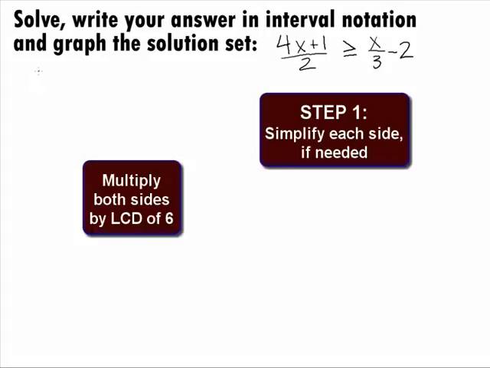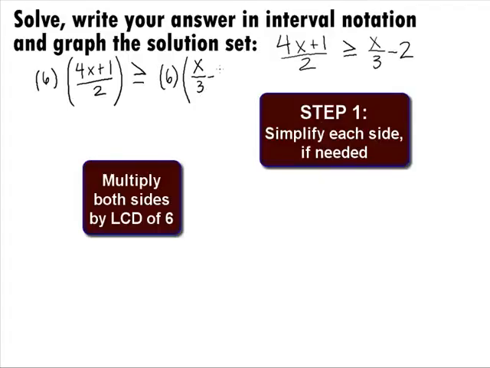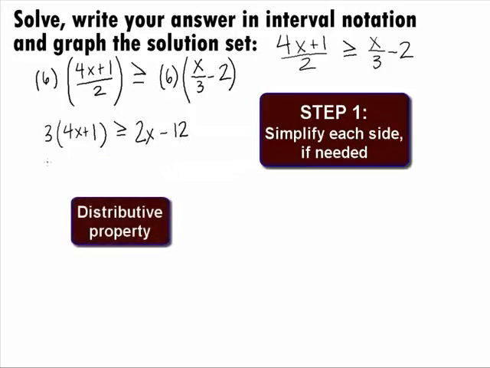When we multiply both sides by that LCD of 6, we get 6 times the quantity (4x + 1)/2 is greater than or equal to 6 times the quantity x/3 - 2. This will simplify to be 3 times the quantity 4x + 1 is greater than or equal to 2x - 12. Applying the distributive property, we get 12x + 3 is greater than or equal to 2x - 12.